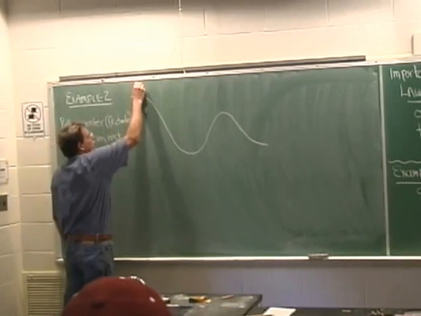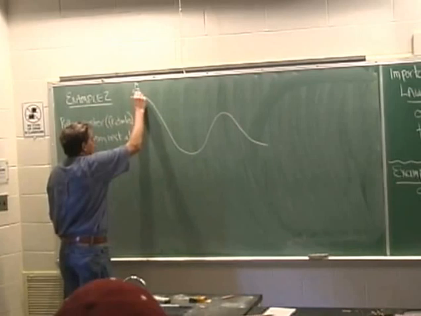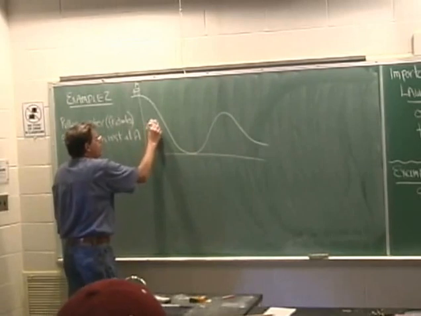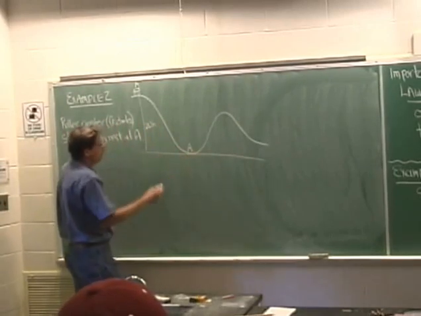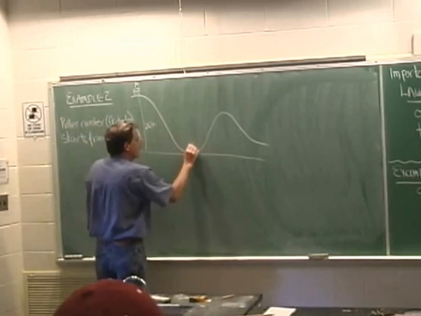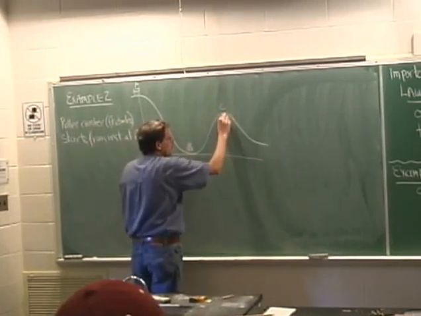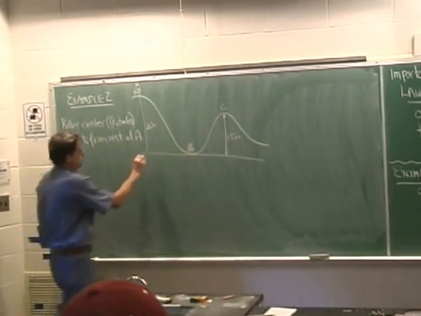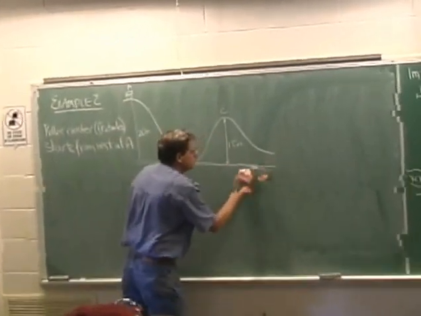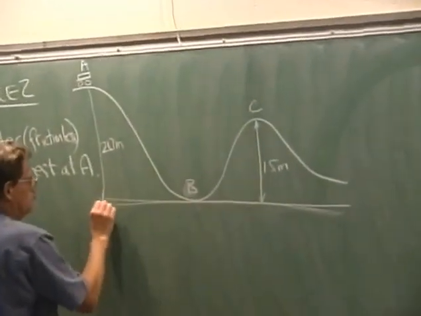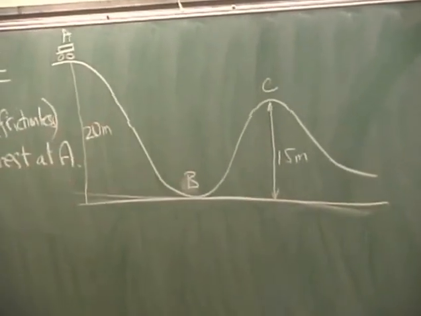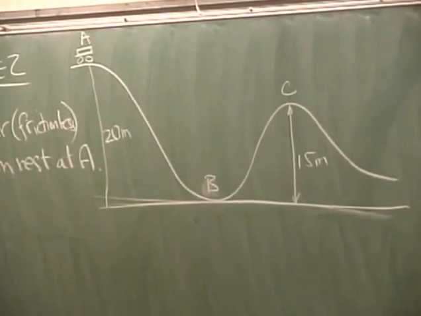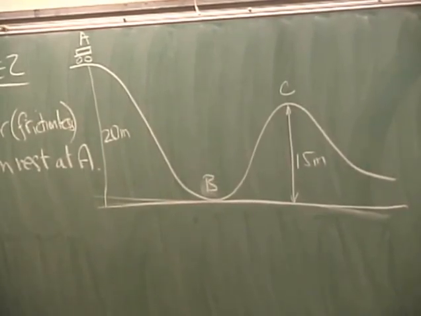It starts from rest at point A, which is up on a tower that's actually 20 meters up. It comes down to point B, and then goes up to point C, which happens to be 15 meters up, above the ground. That was supposed to be a nice horizontal line there. Question: how fast is this thing going when it reaches point B? And then how fast is it going when it reaches point C?